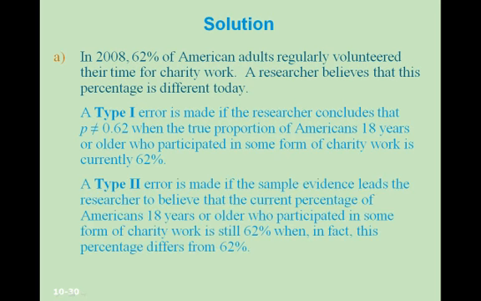And then the type 2 error is where we do not reject the null when the alternative was true, meaning that it was different. So a type 2 error is made if the sample evidence leads the researcher to believe that the current percentage of Americans who participated in some form of charity work is still 62%, when in fact this percentage is different today.